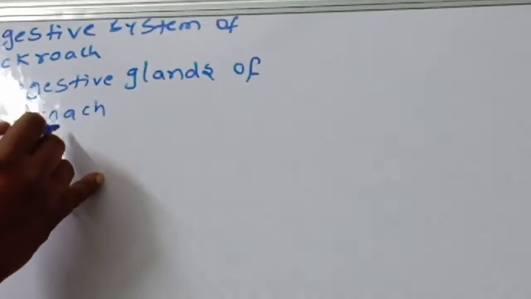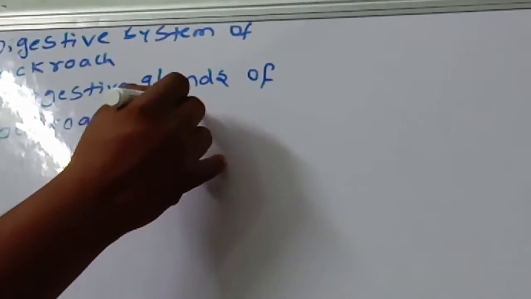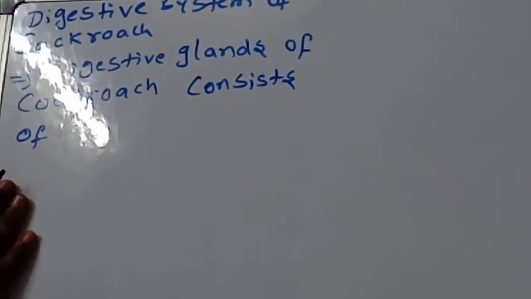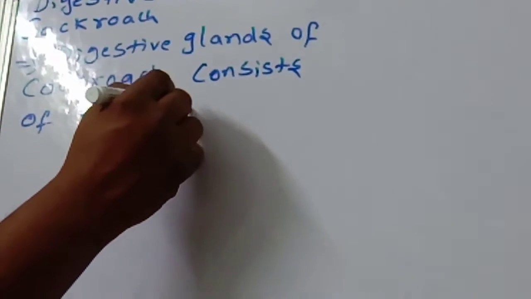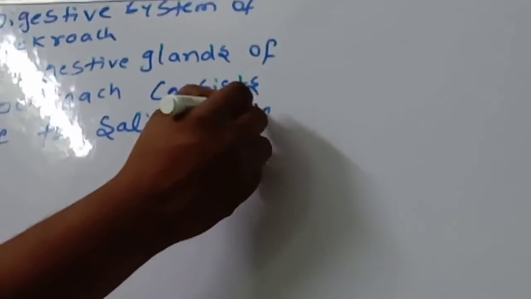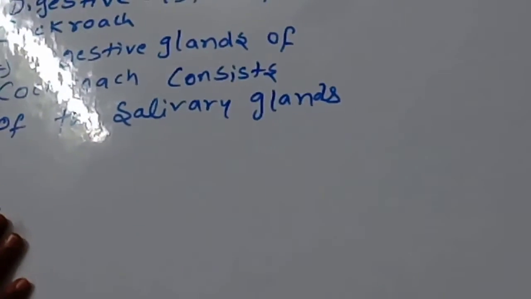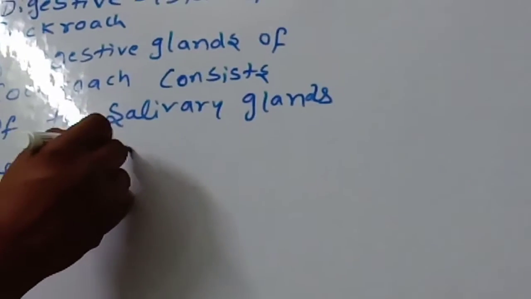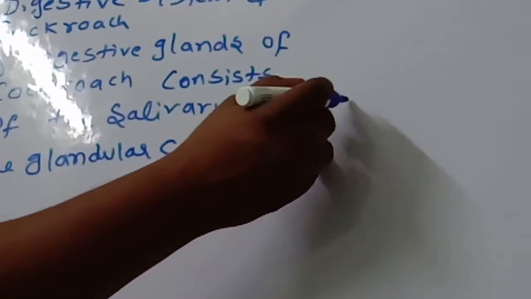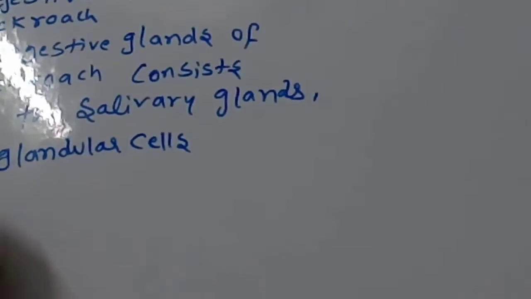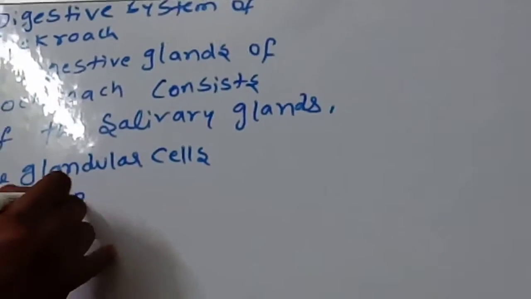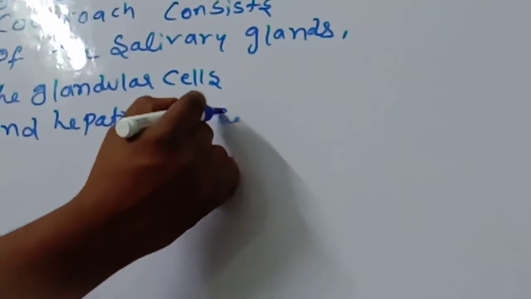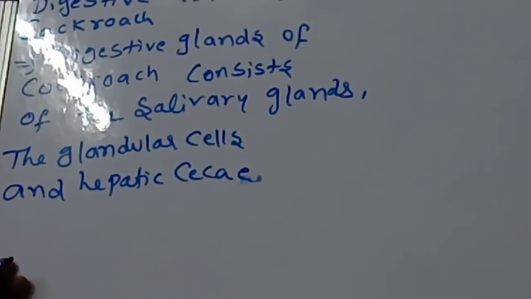The digestive glands of cockroach consist of the salivary glands. Next, the glandular cells and the hepatic caeca. Okay, glandular cells and hepatic caeca.